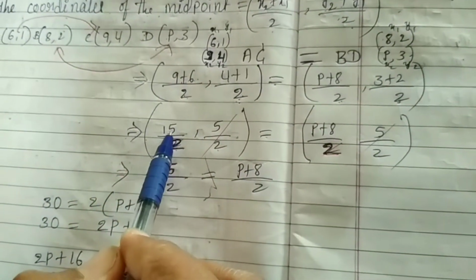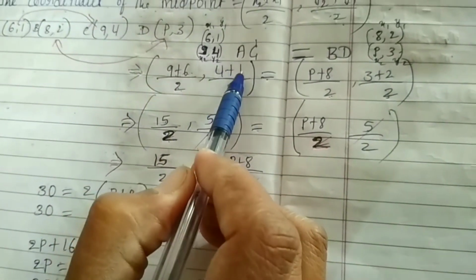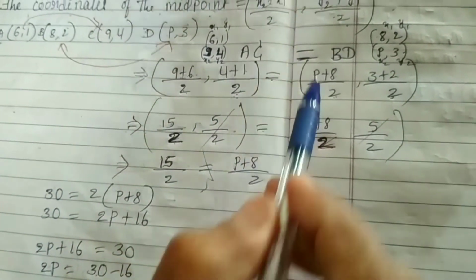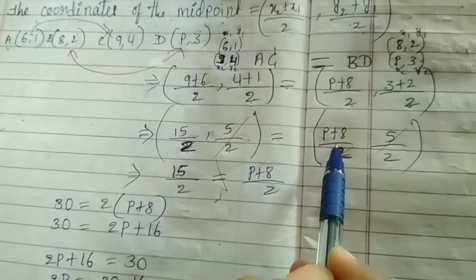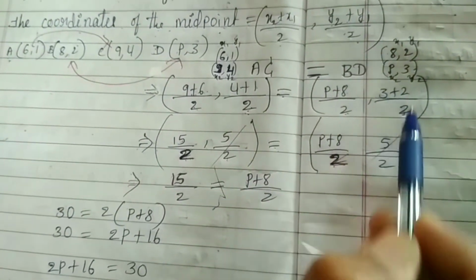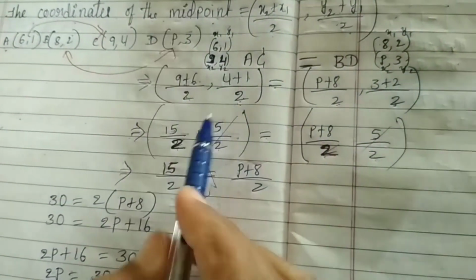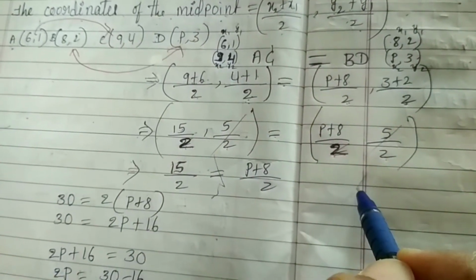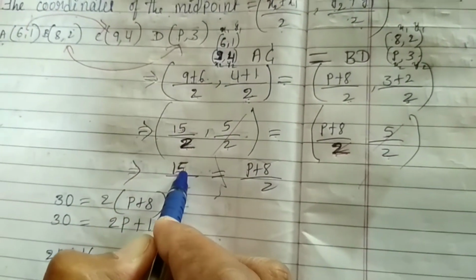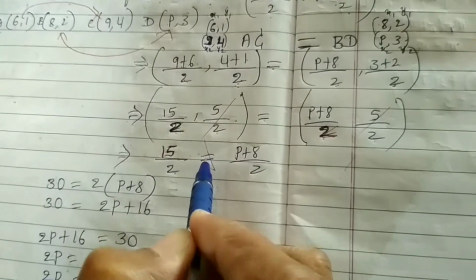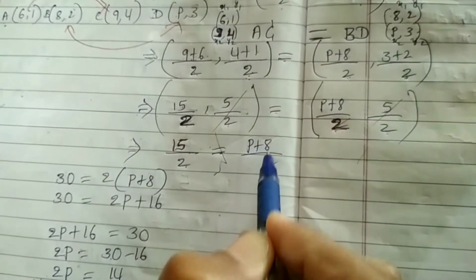9 plus 6 is equal to 15 divided by 2. 4 plus 1 is equal to 5 by 2, which is equal to P plus 8 divided by 2. 3 plus 2 is equal to 5 by 2. 5 by 2 and 5 by 2 cancel. So 15 by 2 is equal to P plus 8 by 2.